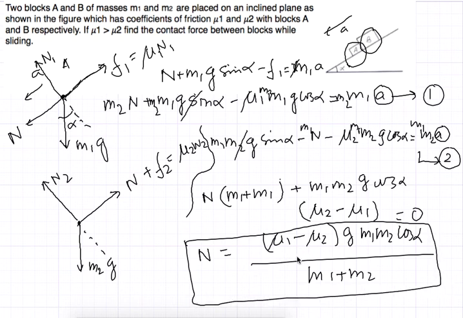Now, what if mu1 equals mu2? Like we said, if mu1 equals mu2, then N will be equal to 0, which is consistent with what we said at the start.